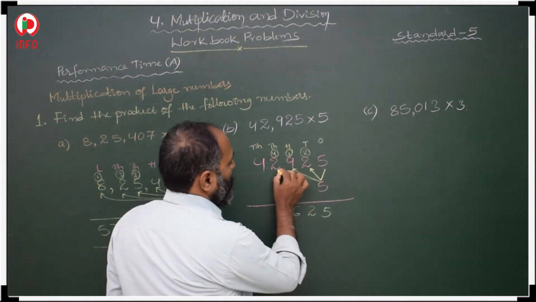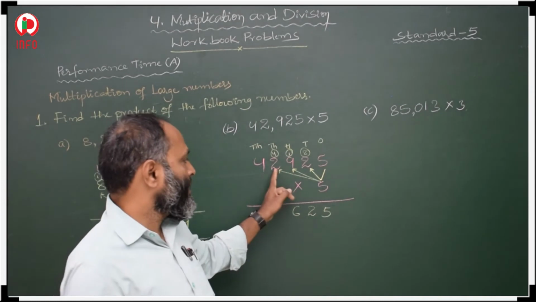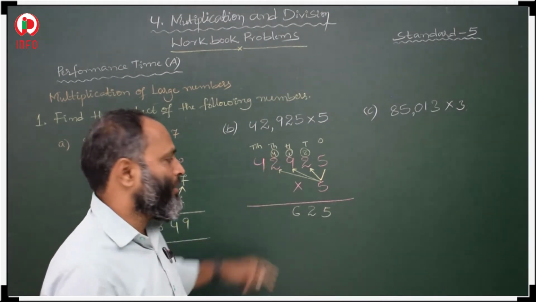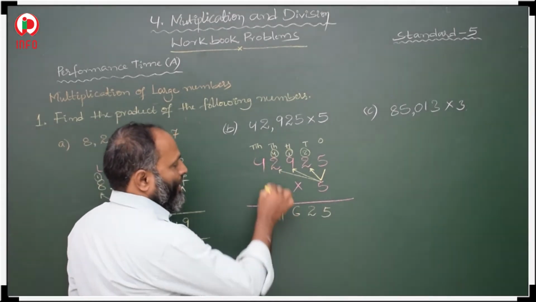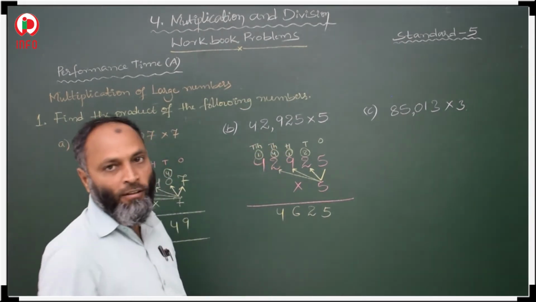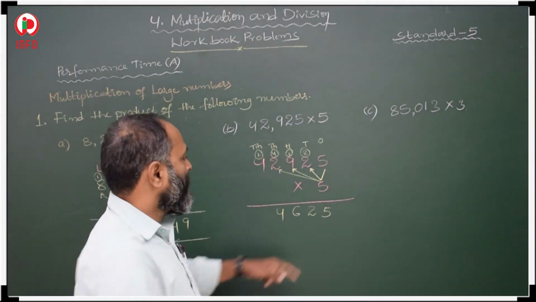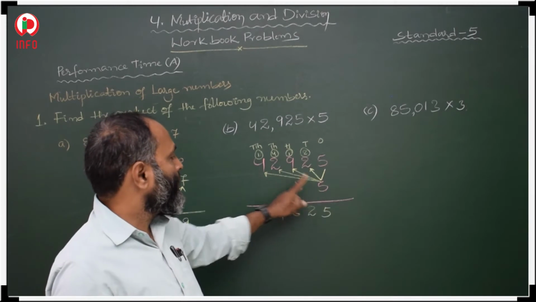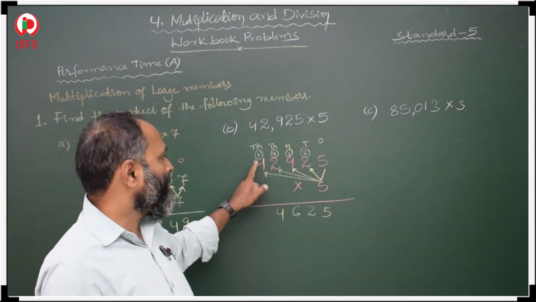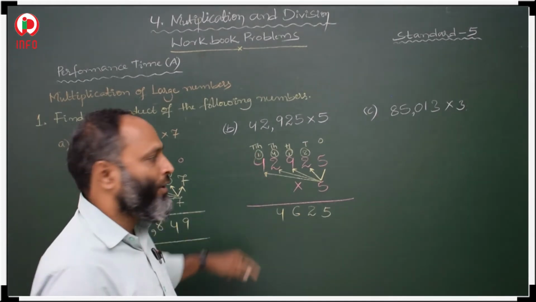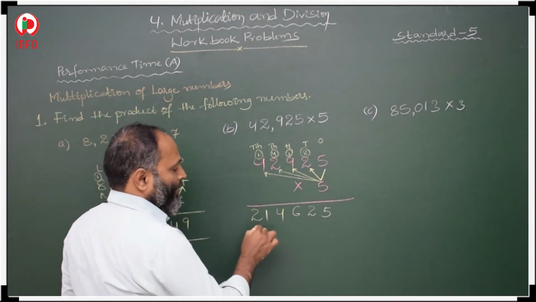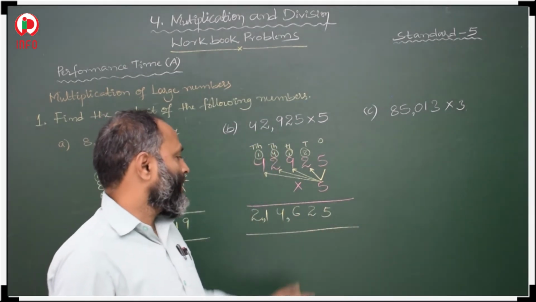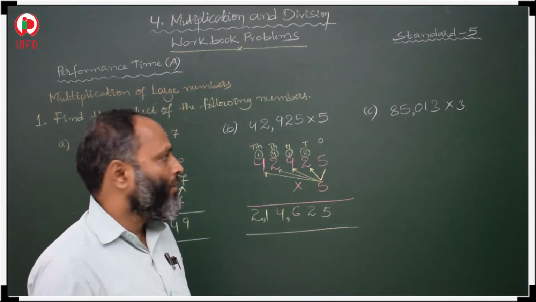Next 5 with 2000. 5 twos are 10,000, and also 4, 10, 11, 12, 13, 14. 14,000 means 14 in the thousands place and 1 in the 10,000s place. Then 4 with 5. 5 fours are 20, 20 10,000s plus 1, total 21 10,000s. It is the last digit, so we take the complete number. So our answer is 2,14,625.